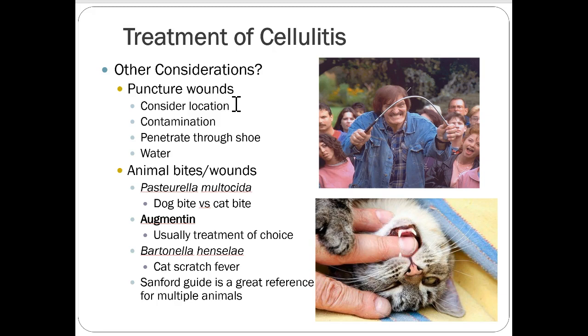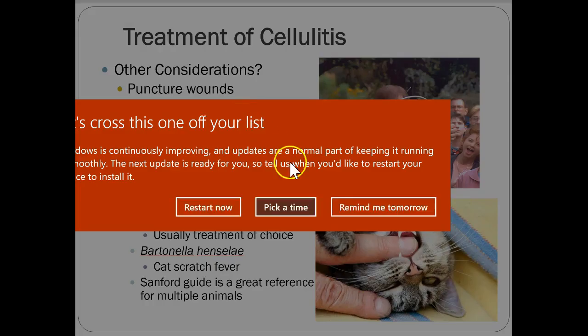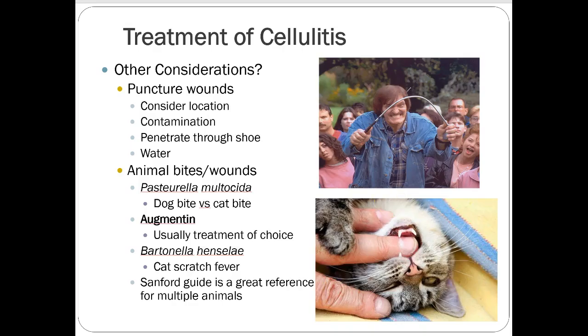Animal bites and wounds. So basically any animal bite and wound, including a human bite, is going to be covered by Augmentin. Augmentin covers a little bit of gram-negative species, especially ones that tend to grow in the mouths of animals and people. Dog bites, cat bites: different bacteria potentially, different duration of disease and severity, but overall it's going to be the same treatment.